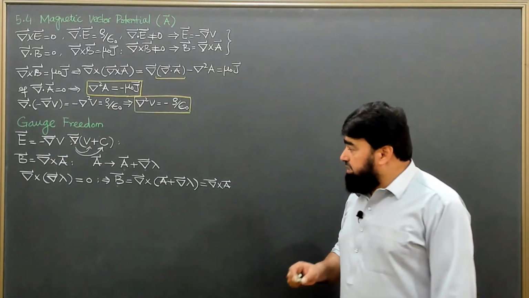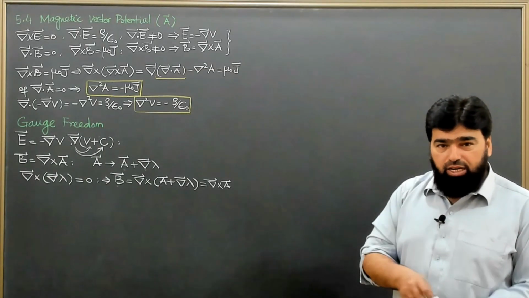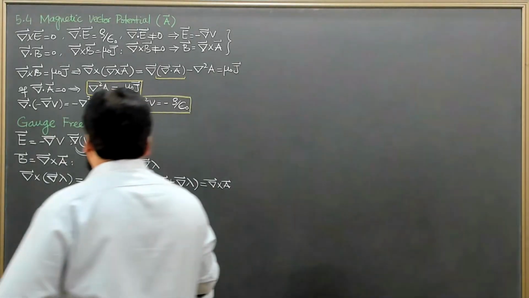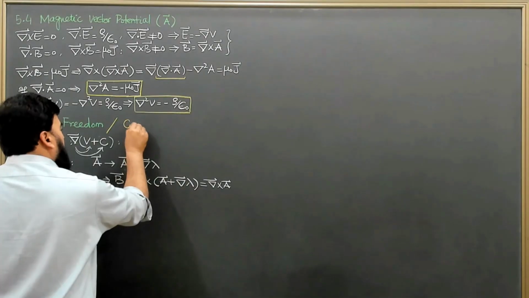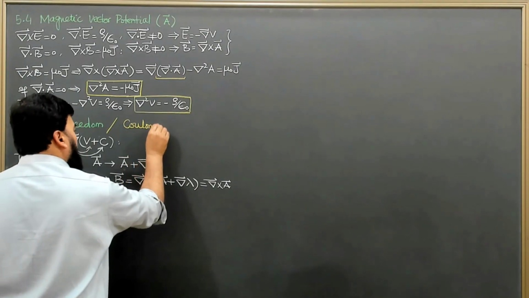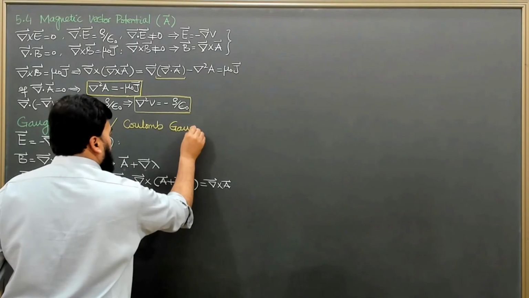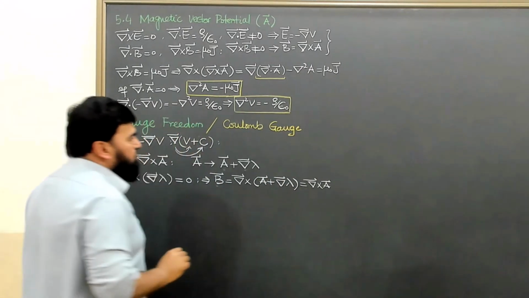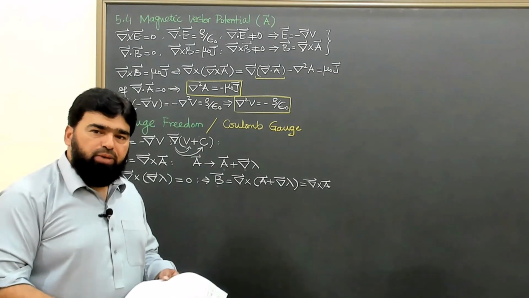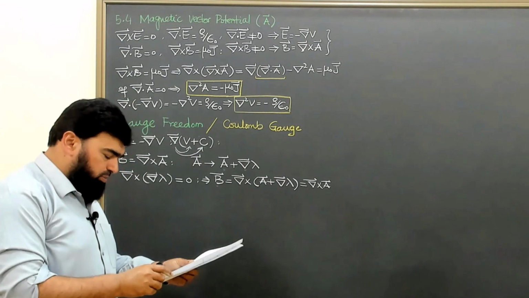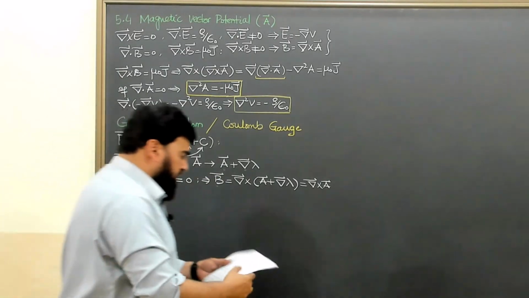But there is something additional to this one, and that we call the Coulomb gauge. The Coulomb gauge is not possible in the case of electrostatics. It is possible in the case of magnetostatics. Now, what is the Coulomb gauge? So we discuss this here.